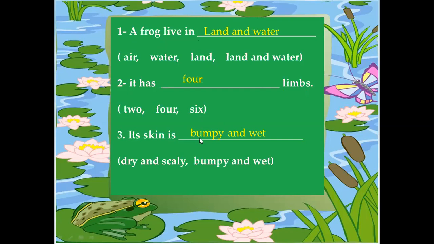Its skin is bumpy and dry. Look, there are a lot of patches like skin. A frog has patches like skin, okay? It's bumpy and wet, okay? Its skin is bumpy and wet.